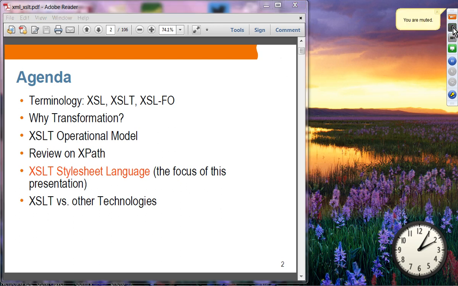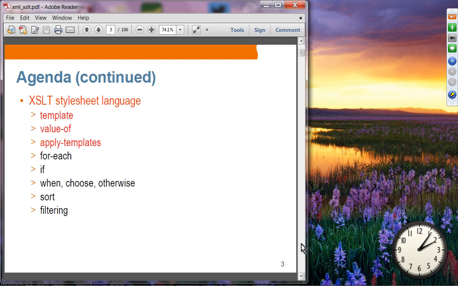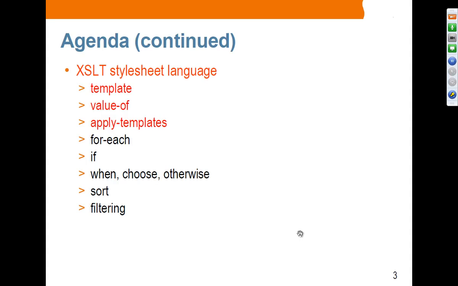And then we are going to see how XSLT is performed, the operational model of it. And then we are going to review XPath. Well, we are going to skip the XPath review because we just finished. We are going to spend most of the presentation and the lab exercises learning the XSLT stylesheet language. And lastly, we are going to compare XSLT with other technologies.